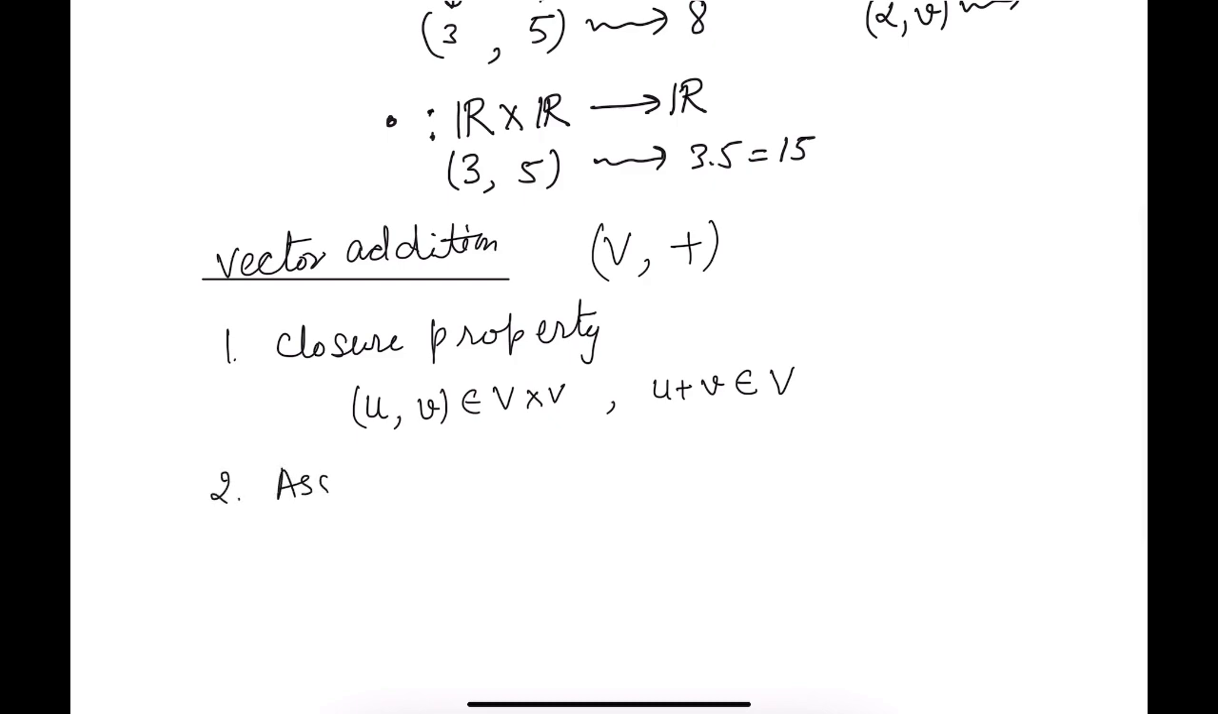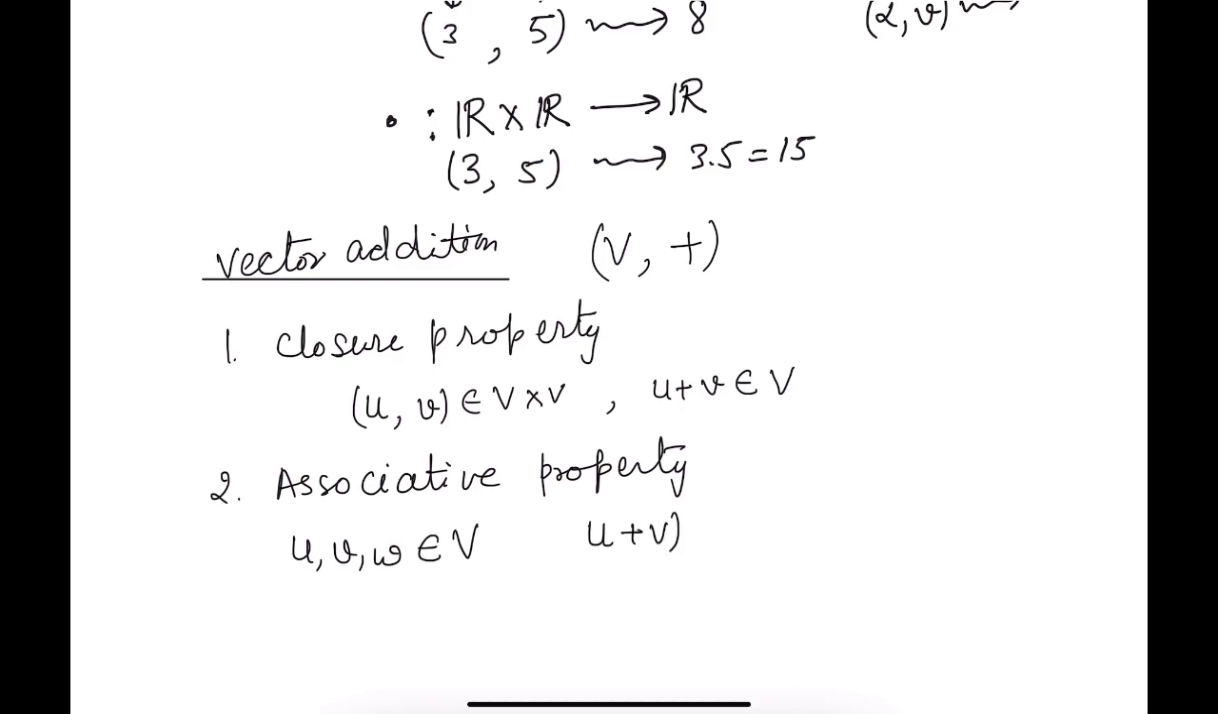The next property is associativity. What does this property mean? If u, v and w belong to V, then (u plus v) plus w is the same as u plus (v plus w). You are all familiar with this property. This is called associativity. And the third property is the existence of identity.